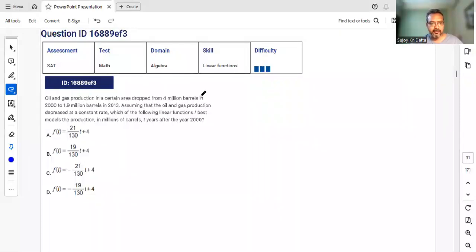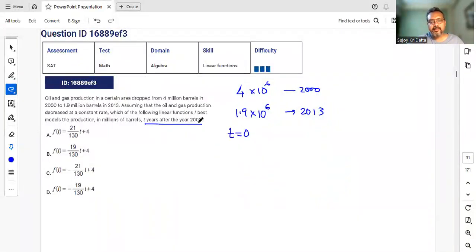Oil and gas production in a certain area dropped from 4 million in the year 2000 to 1.9 million in 2013, and it was at a constant rate. So which of the functions is the correct representation? T years after 2000 means if I plug in t as 0, I should get the value of the year 2000. So t as 0 should give me 4. All of them are giving me 4, right? This is also 4. That's also 4. So not very helpful. So let's get rid of that. t equal to 0 doesn't work.